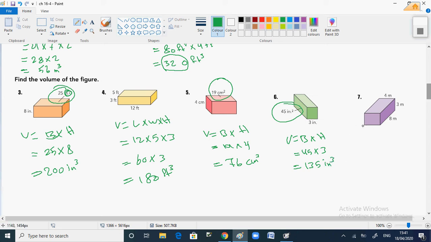And for the last one, number 7, I will use volume is length by width by height. 4 times 8 times 3, the length here, the height is here, and the width is here. Okay, so 4 by 8 is 32 times 3, what's the answer? Is 96 cubic meters, right?